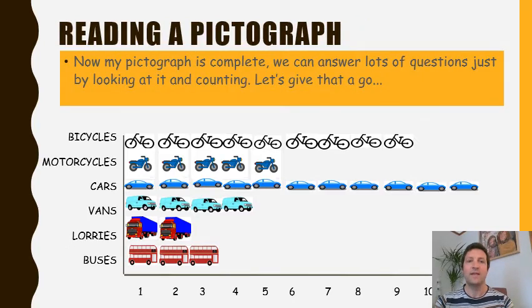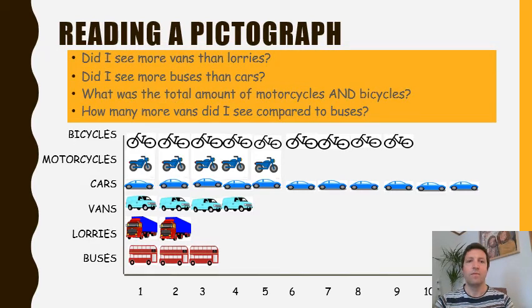Now that my pictograph is complete, we can answer lots of questions just by looking at it and counting. Let's give that a go now. So my first question is, did I see more vans than lorries? More vans than lorries. So what you need to do there is count up how many lorries I saw, count up how many vans I saw separately, and decide whether I saw more vans or more lorries.